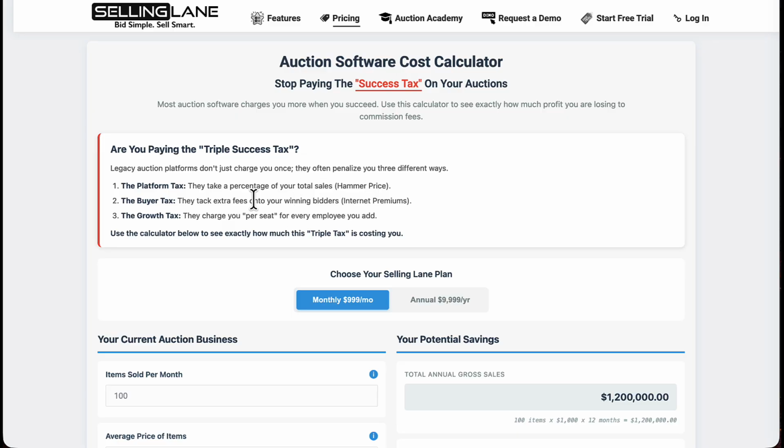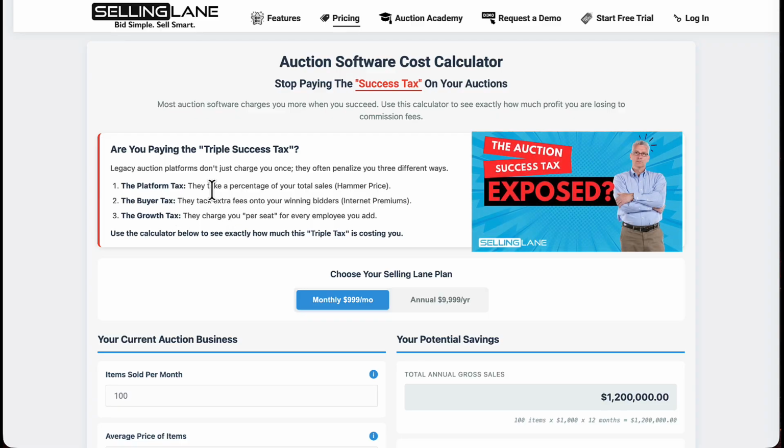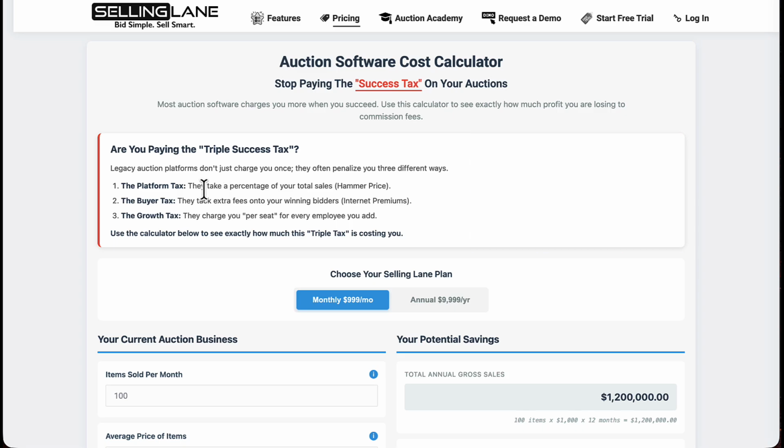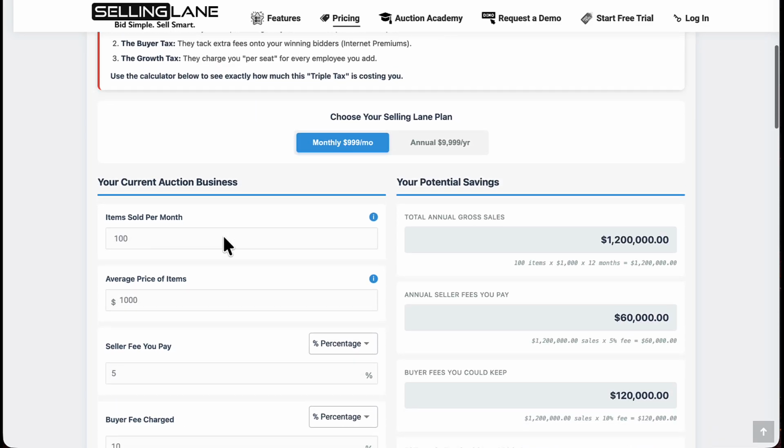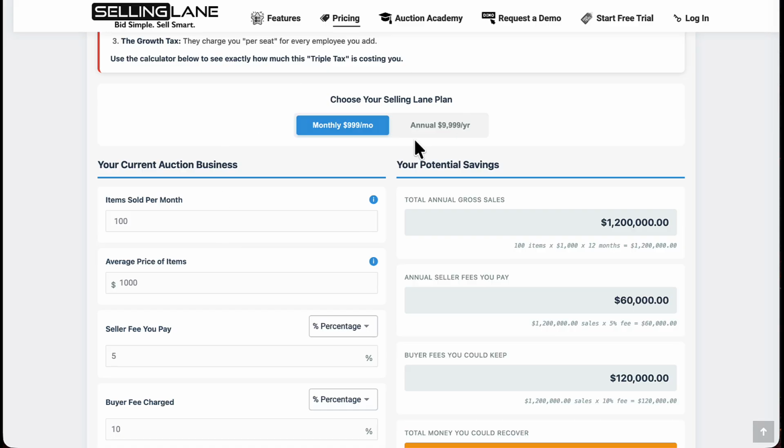It comes from three components: a platform tax, a buyer's tax, and a growth tax. So I have a longer video explaining this, but pretty simple. They're charging you to sell, and they're charging your buyers to buy, and in some cases they're charging you for users. And those charges combined are very, very expensive and can be quite a detriment to the success of the auction.